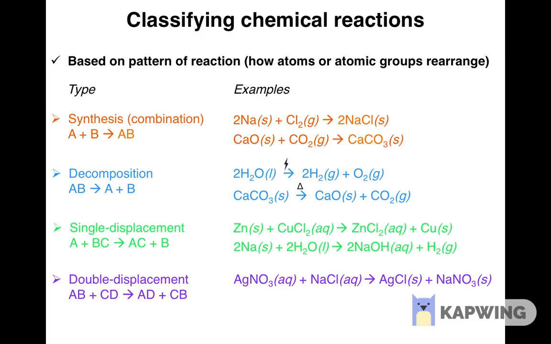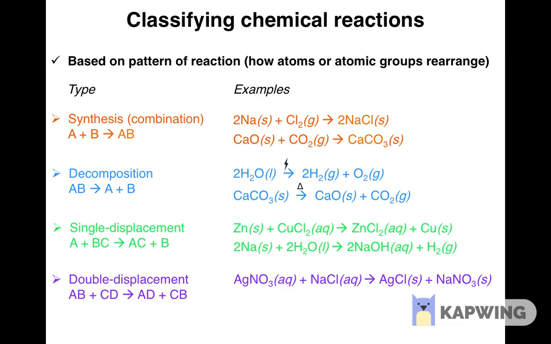It is also a double displacement reaction because the cation from the first reactant, Ag+, replaces Na+ in the second reactant and combines with the anion from the second reactant, Cl-, to form silver 1 chloride. At the same time, the cation from the second reactant, Na+, displaces Ag+ in the first reactant and combines with the anion from the first reactant, NO3-, to form sodium nitrate.